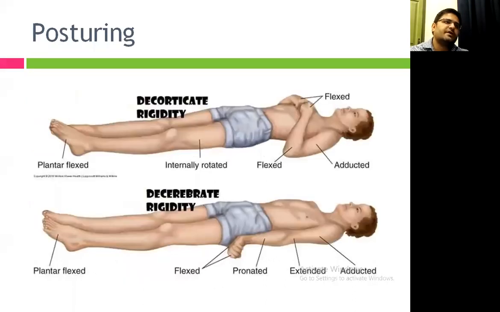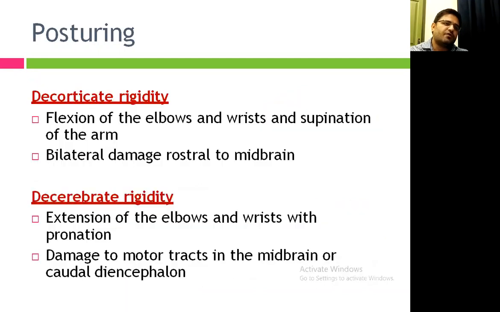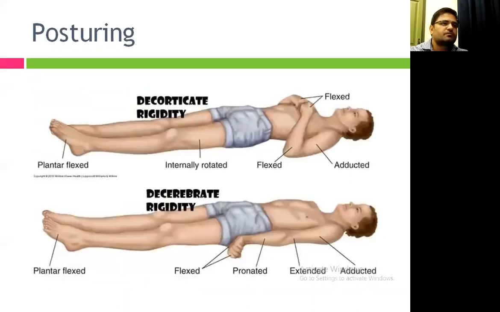Right, you can see here decorticate rigidity and decerebrate rigidity. In decorticate rigidity, the lesion is usually in the midbrain, and in decerebrate, the lesion is usually in the motor tracts in the midbrain or caudal diencephalon. So cortical lesion usually gives decerebrate, and brainstem lesion usually gives decorticate rigidity.